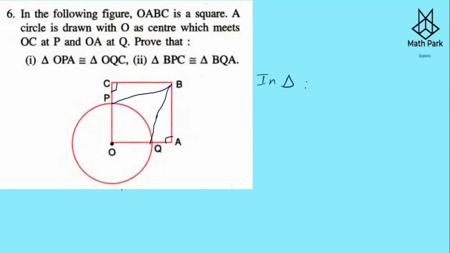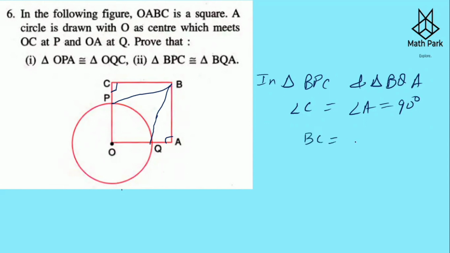In triangle BPC and triangle BQA, we have angle C is equal to angle A is equal to 90 degrees. These are the angles of a square. Then also we have BC is equal to BA. These are the sides of a square. And then now you got two things. You got BC and BA equal, and we got 90 degrees. We need one more part.